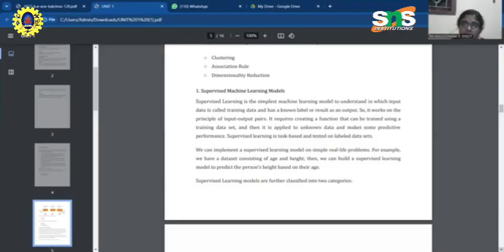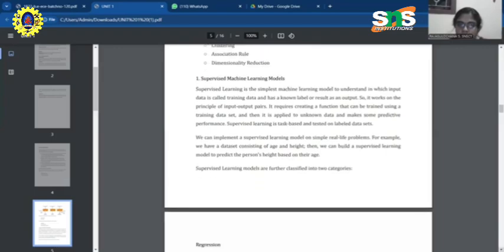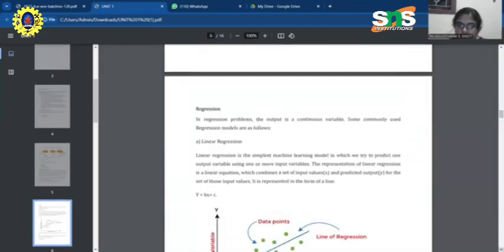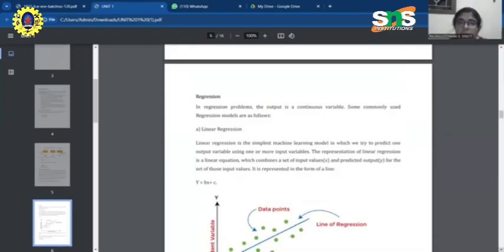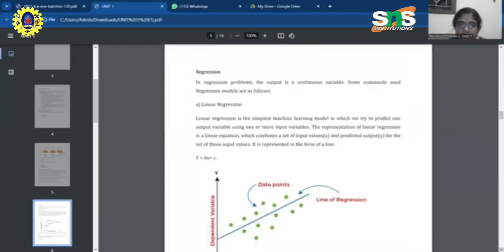The supervised algorithm is applicable for several real-world problems such as finding the age of the person based on the height, and house price prediction. So these are some of the examples in real life where supervised learning can be applied. So this supervised model, as we have said before, is further classified in two types. One is classification, other one is regression. Regression comes first, and then only classification.